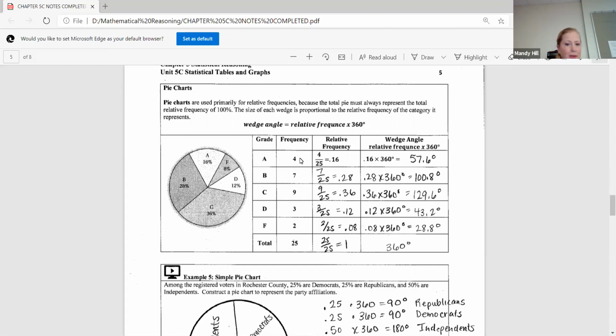But anyway, to figure out the frequency, they gave us those. So if this was my class, I would have had 4 people that made an A, 7 people that made a B, 9 that made a C, for a total of 25 people.